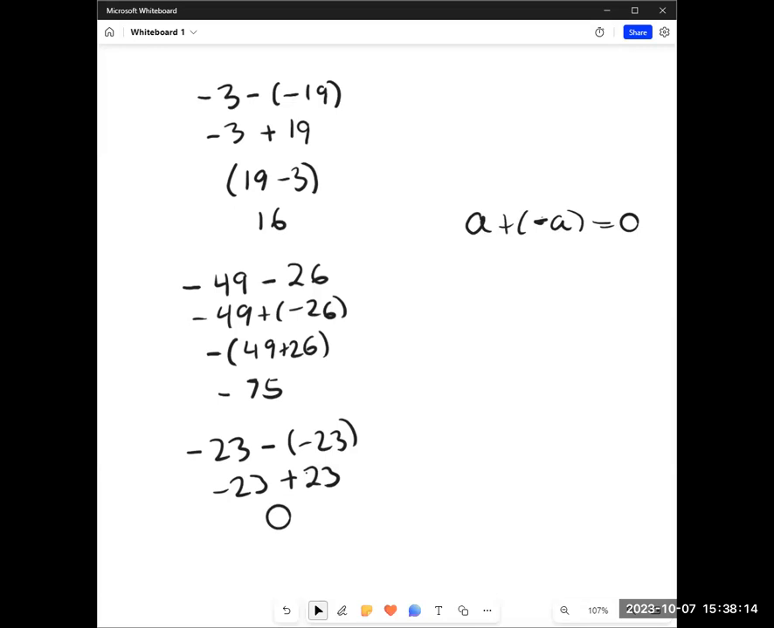All right. Next time we'll come back and we'll talk about adding and subtracting real numbers, not just integers. So we'll have to deal with some fractions and some decimals and things like that now.